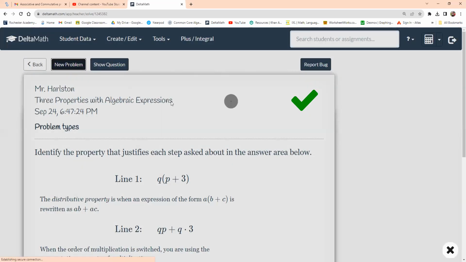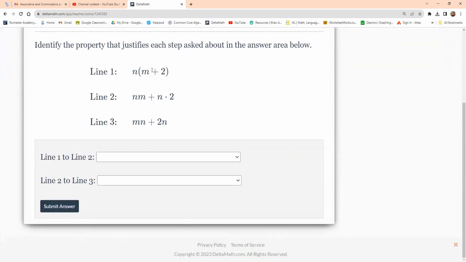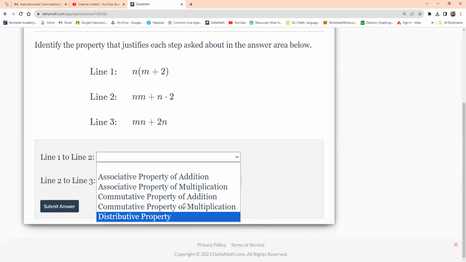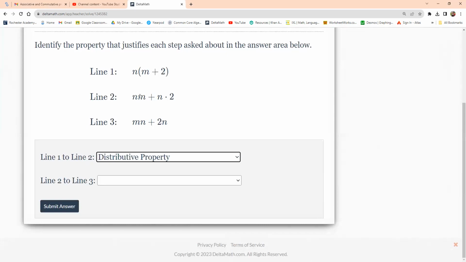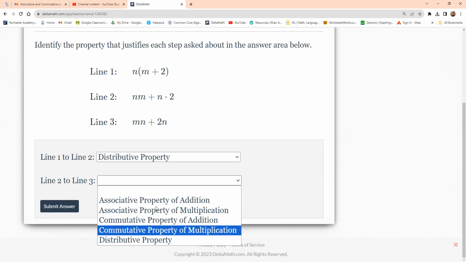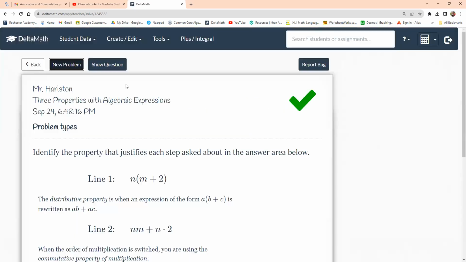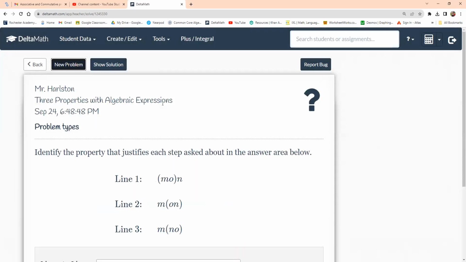Let's try maybe one more. All right, again, we got rid of the parentheses by distribution. So we know that the first step was the distributive property. Now what do we do? We switch the order. Instead of it being n times m, it's now m times n. Instead of it being n times 2, it is now 2 times n. So that's an example of the associative, or excuse me, the commutative property of multiplication. That's what we're using. That's the same as the last one. Let's see if we got something else.